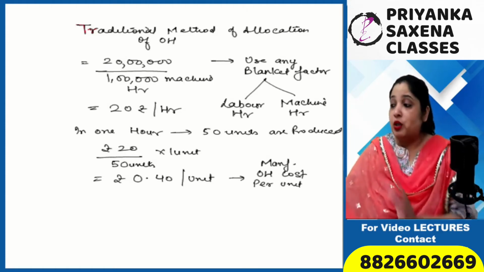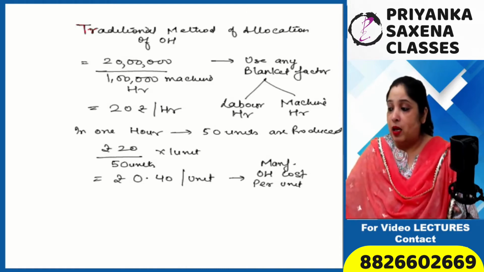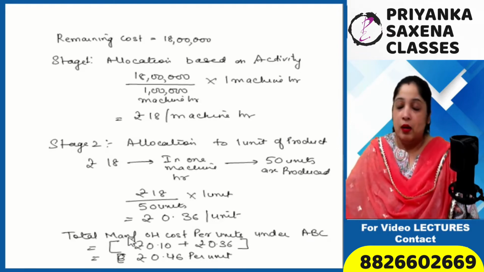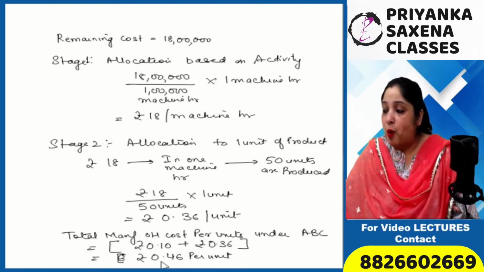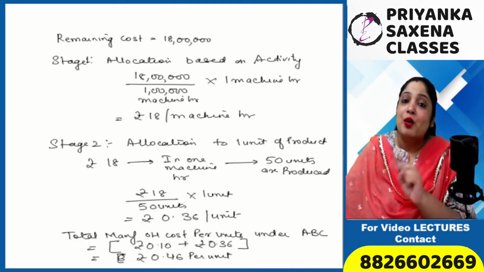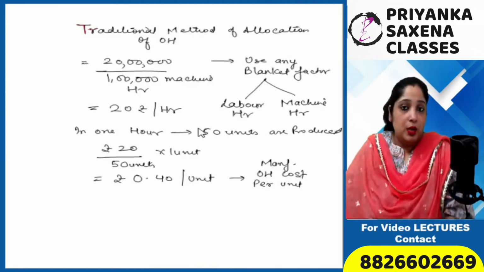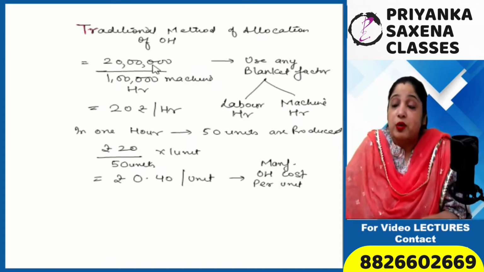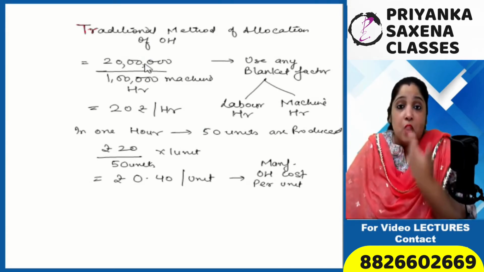Now see, the valuation is so different. Under the traditional method, 1 unit is assigned 40 paisa, but under the ABC technique, the cost has been allocated 0.46 per unit. So there is a difference in allocation of overheads under the ABC and under the traditional. The traditional method doesn't look into detail why this cost is incurred, what is the driving force for the cost to be incurred, what are the activities undertaken because of which this cost is incurred.